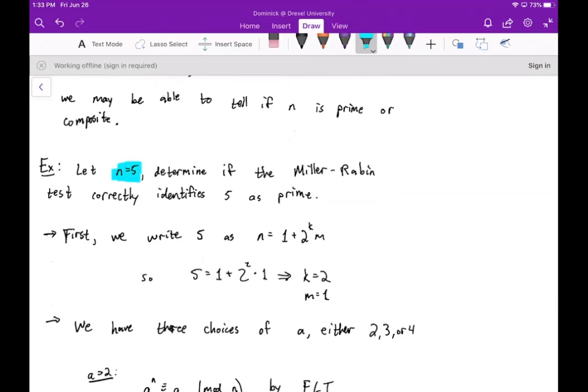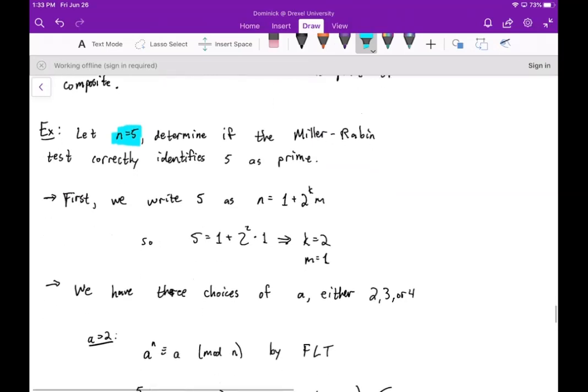Okay, so we're going to determine if the Miller-Rabin test correctly identifies 5 as being prime. Now we can write 5 in the form of 1 plus 2^k times m, if k is 2 and m is 1, right? So then that gives us that k is 2, m is 1. We get 1 plus 2 squared times 1, or 1 plus 4, which of course is 5.